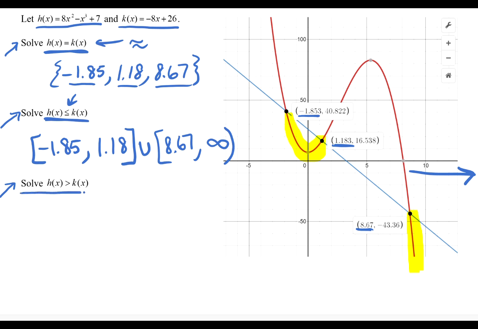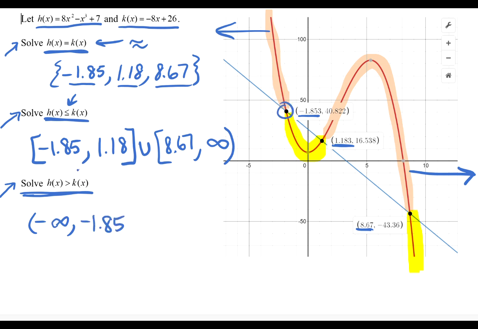The last inequality would be when h of x is greater than k. So what we want to do is look for when the cubic graph is above the line, which is blue. So it's above on the left-hand side, and it's also above in this big swath kind of in the middle. So let's look at what those values would be. On the left side, when it's going really high, it's going out to the left, which with x values would be negative infinity. And then it stops here at the intersection at negative 1.85.